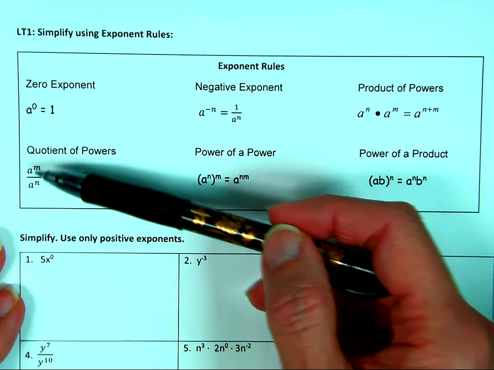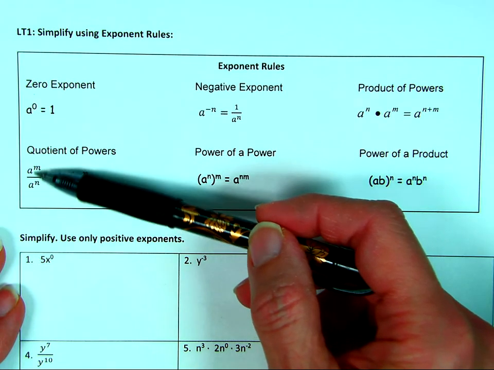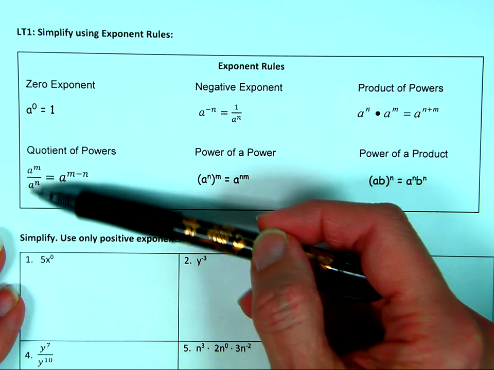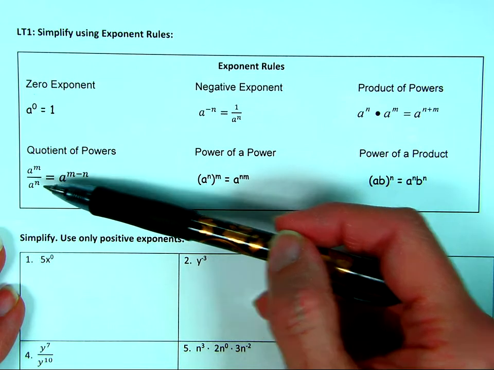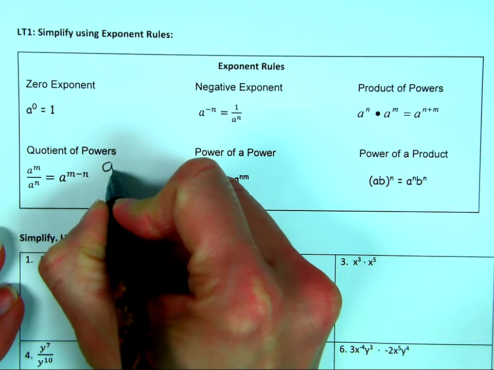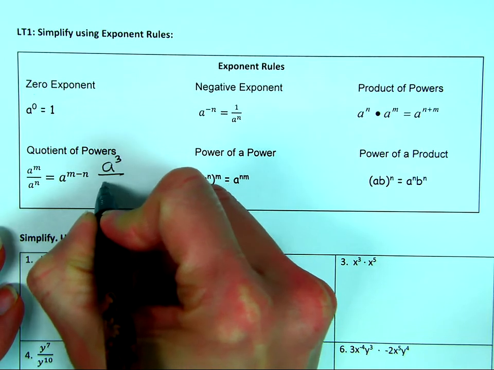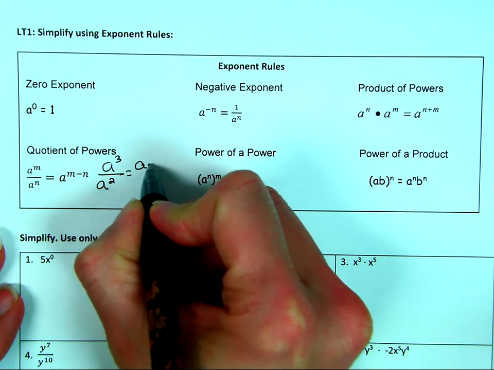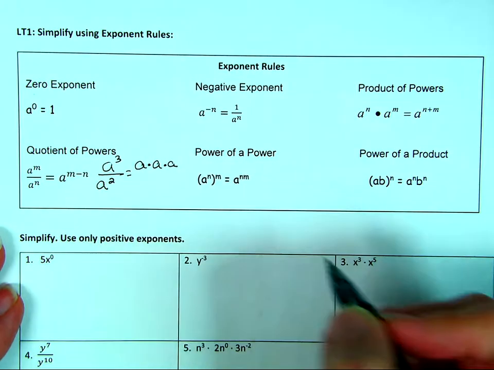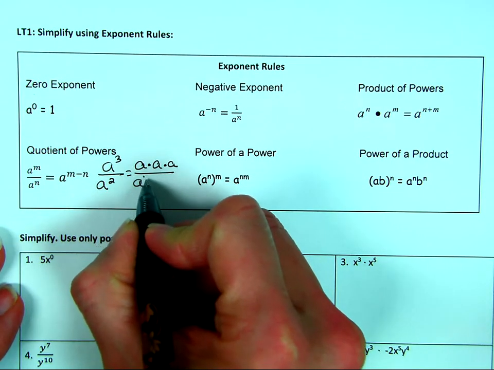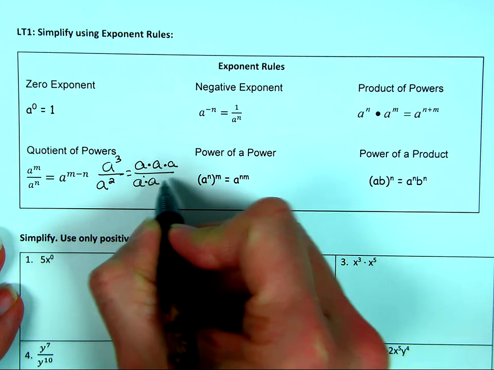The quotient power says that if I have some base, remember the bases are the same, a to some power divided by a to some power, that I subtract the exponents. The reason I do that, let's say I had a to the third and a squared. Well, a to the third means I have a multiplied by itself 3 times, and a squared means I have a multiplied by itself 2 times.